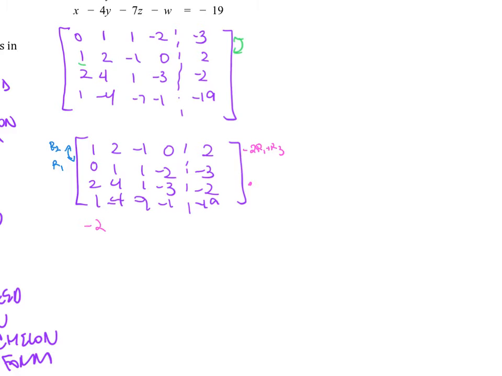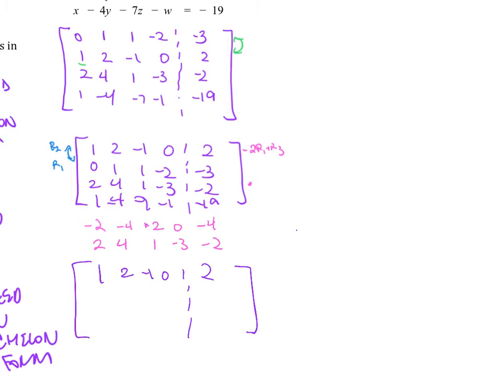So this is -2, -4, +2, 0, and -4, and then I'm adding that with this, the third row. So I have 1, 2, -1, 0. So rewriting the first row. And then my third row becomes 0, 0, 3, -3, and -6. And then I have 1, -4, -7, -1, and -19.